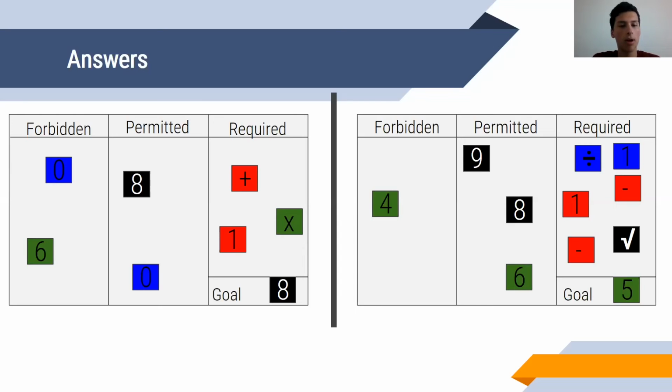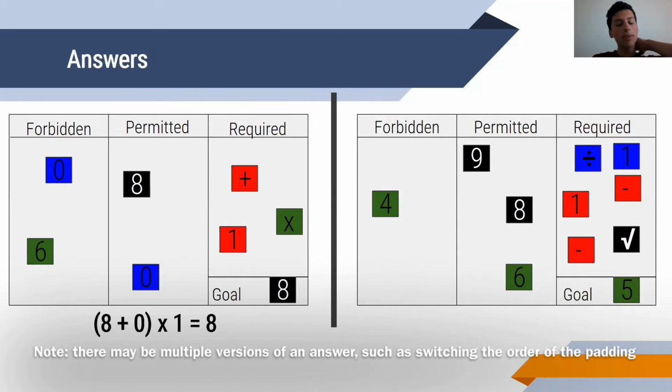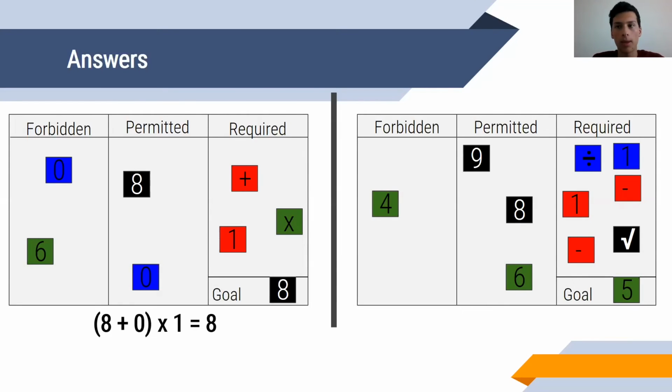The answers here are, the first one, 8 plus 0 times 1. 8 plus 0 is 8, and then if you multiply that by 1, that's also 8. That's the pattern. On this side here, question 2, the answer is a little bit more complicated.